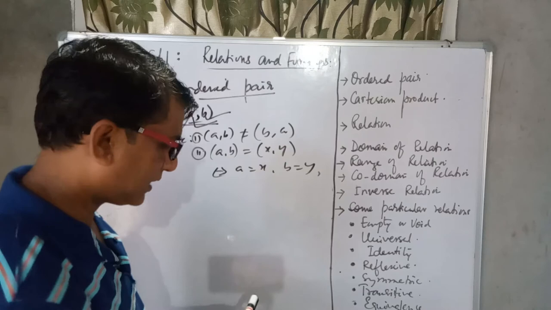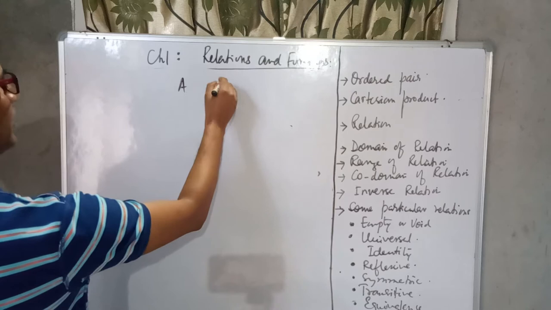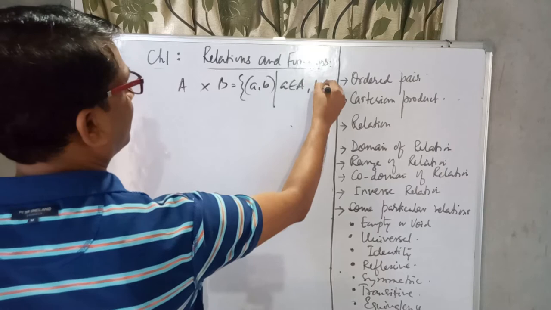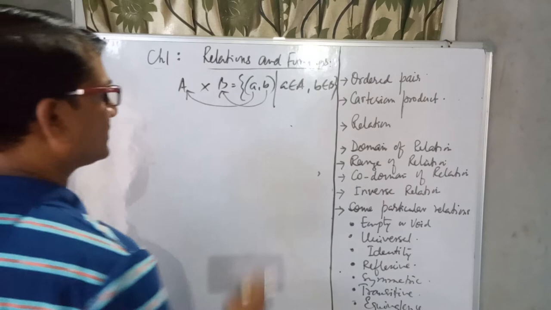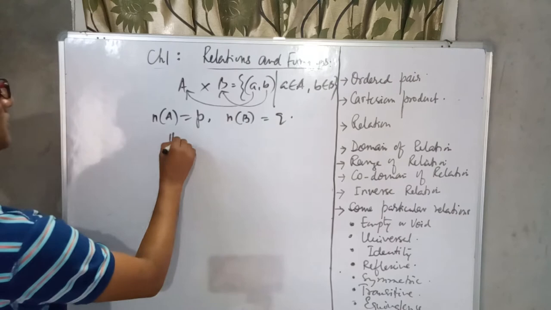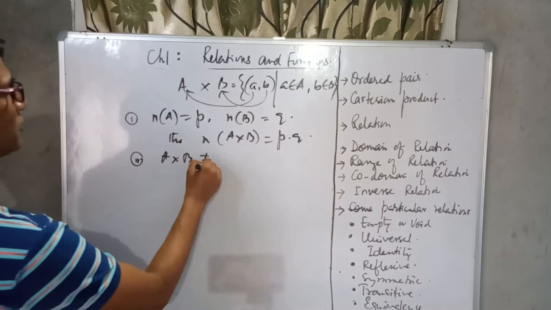Cartesian product. What is the Cartesian product? If A and B are two non-empty sets, the Cartesian product is denoted by A cross B and defined as the set of all ordered pairs (a, b) such that a belongs to A and b belongs to B. The first element comes from the first set and the second element from the second set. This is the Cartesian product of two non-empty sets, A cross B. If the number of elements of A is P and the number of elements of B is Q, then the number of elements of A cross B is P into Q. This you always have to keep in mind. Point 2: A cross B is not equal to B cross A.